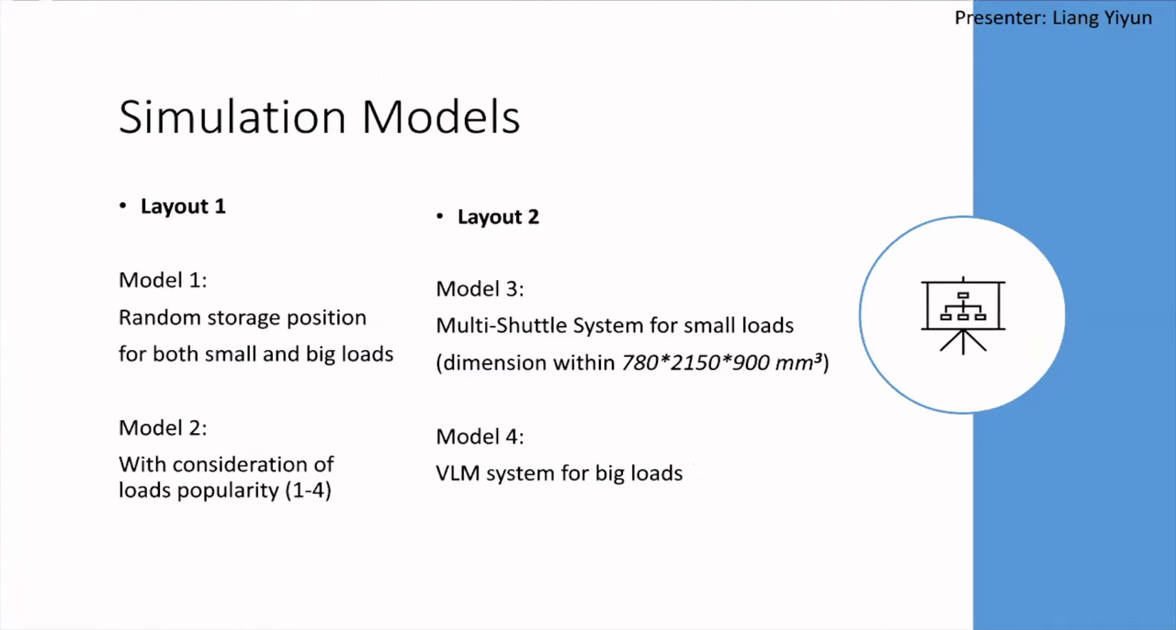We have developed 4 models in studying warehouse efficiency of different warehouse designs. Under layout 1, Model 1 and 2 are for the purpose of analyzing the impact of storage with consideration of load's popularity on warehouse efficiency. Model 3 and 4 will be analyzed together to represent layout 2 and compared with layout 1 to analyze the impact of separating small and big loads on warehouse efficiency. I will now pass the time to Haolun, who will explain the data sanitization and analysis.